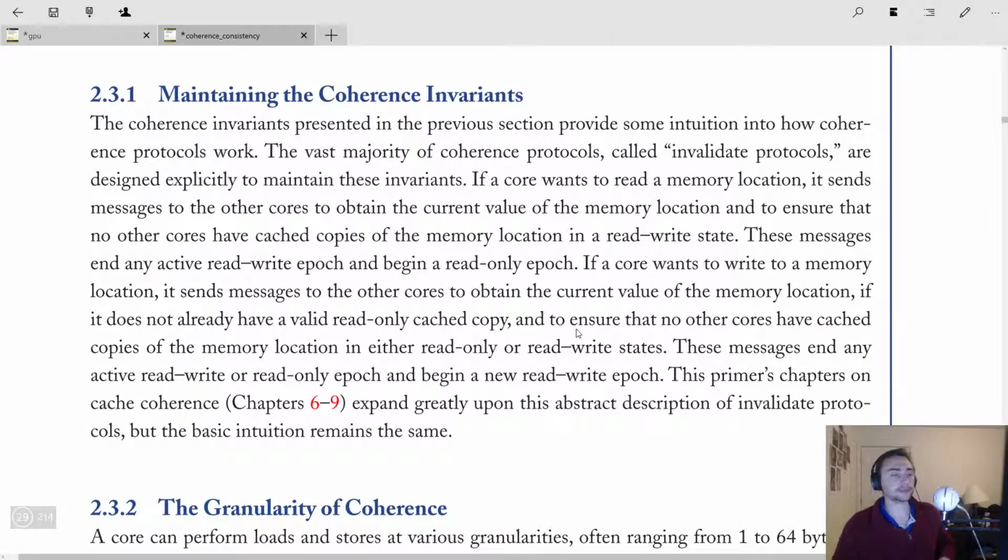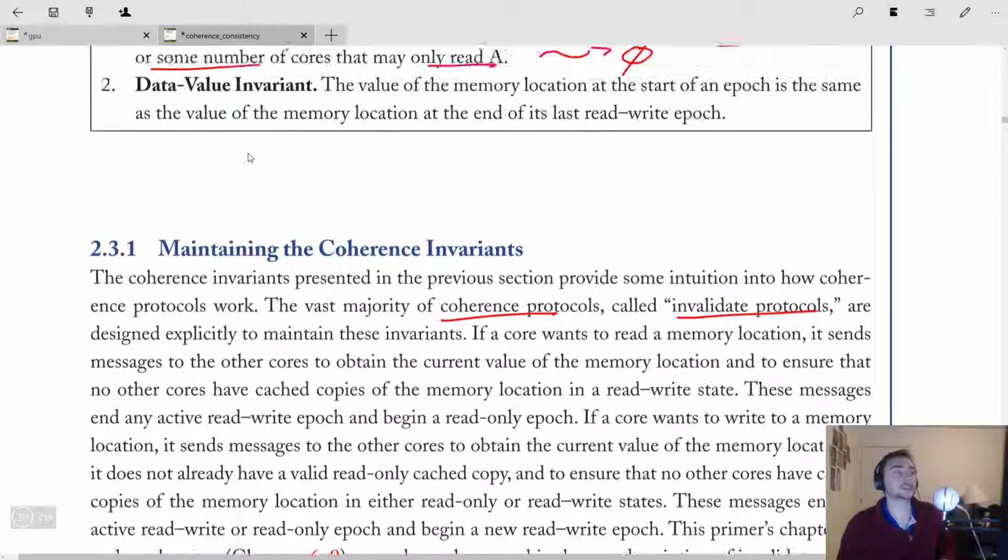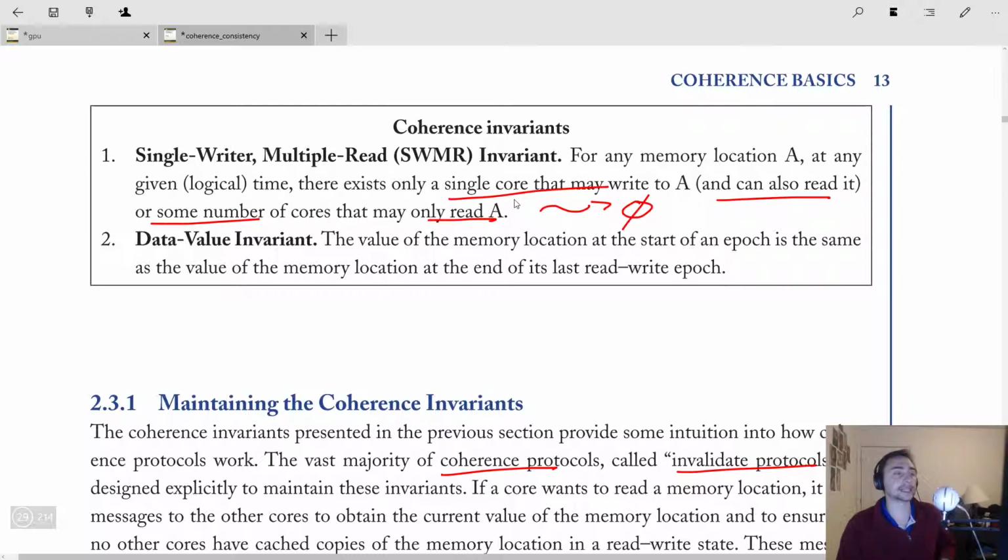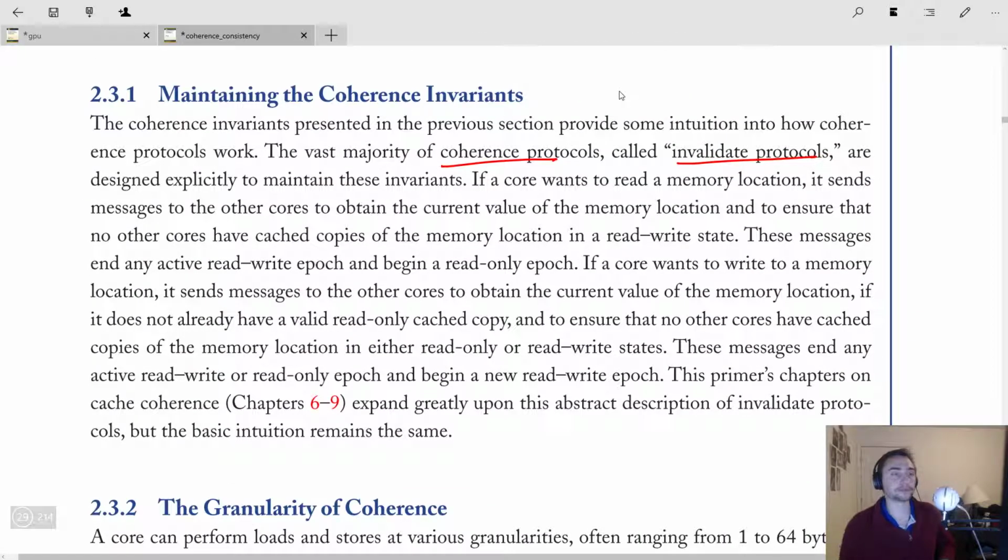Okay. So, how do we handle this, right? We've talked about how we define cache coherence and what that means, but how do we maintain this idea of having the most recent value be seen by everybody and making sure that there's only going to be a single writer at a time? Most of the coherence protocols that exist today are considered invalidate protocols, and they're designed explicitly to maintain these two invariants, the data value invariant and the single writer multiple reader invariant.